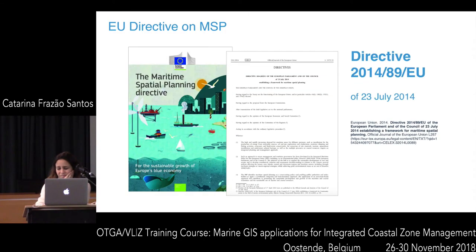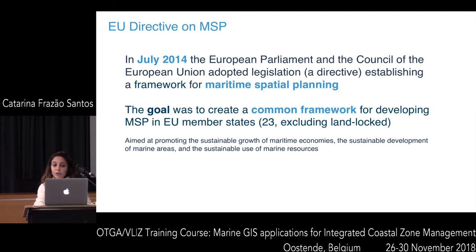And so the second part is about the directive, but this will be very short, I promise. This is just a sneak peek into the directive that was published in 2014, the Maritime Spatial Planning Directive. And so in July 2014, the European Parliament and the Council of the European Union adopted legislation, a directive, establishing a framework for marine spatial planning. And the goal was to create a common framework for developing MSP in member states of the European Union, with the goal of promoting sustainable growth of maritime economies, sustainable development of marine areas, and sustainable use of resources.